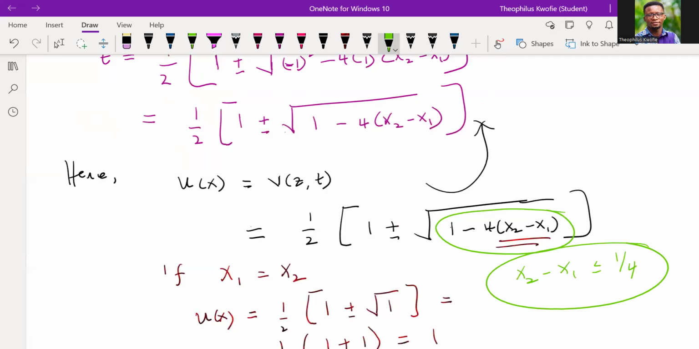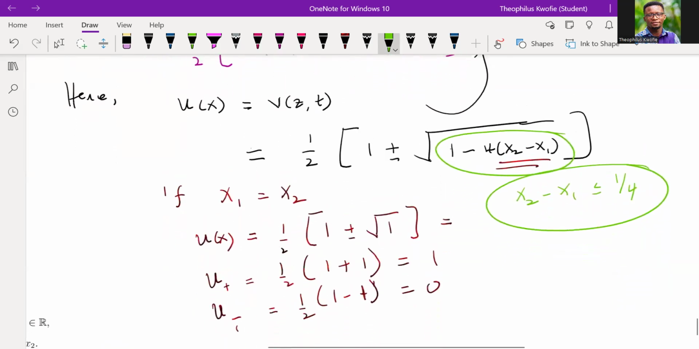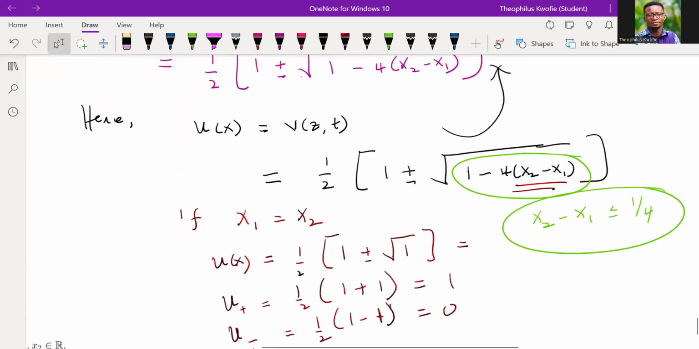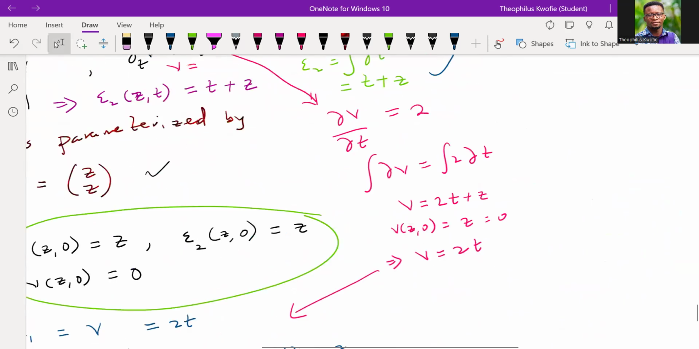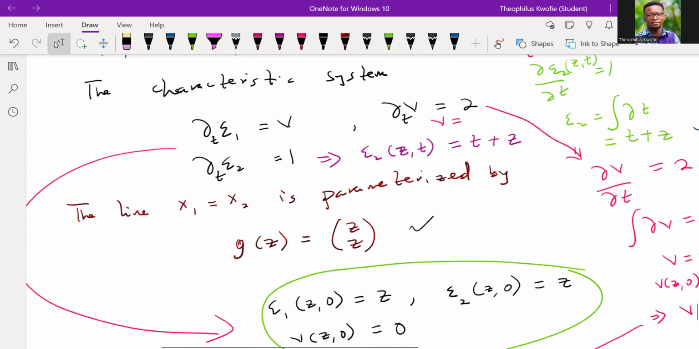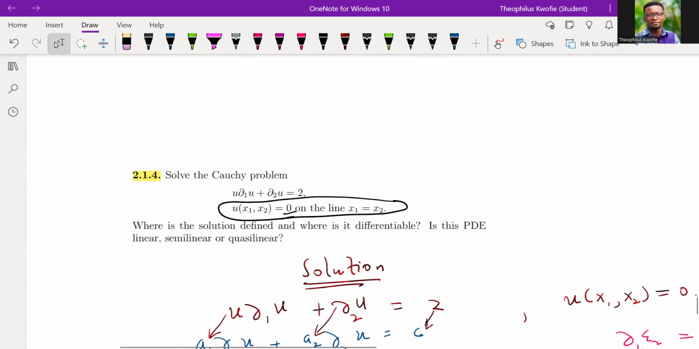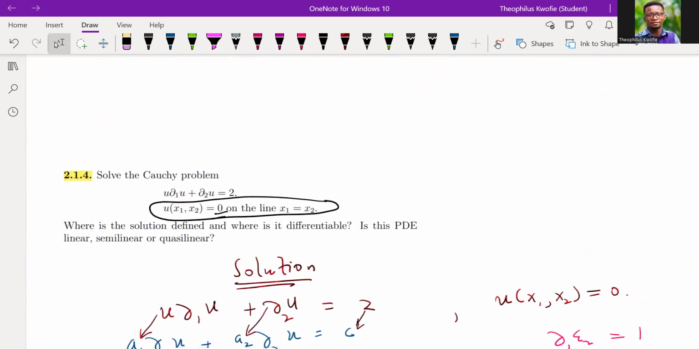Okay, you can only have a solution if the term under the square root is less than or equal to a quarter. This is very, very important. This is how far we can extend the analysis of this particular PDE with its associated initial condition.